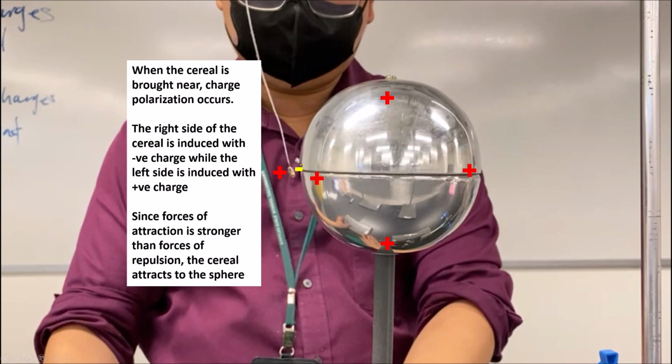When the serial is brought near, what happens is the serial is uncharged. Charge polarization occurs such that the right side of the serial is induced with a negative charge. Basically, because the sphere itself is positively charged, the right side of the serial is negatively charged because unlike charges attract, right? And the left side of the serial is induced with a positive charge. This is due to charge polarization, which we talked about previously. Now, since the force of attraction is stronger than the force of repulsion, given that the negative charge side is closer to the positive charge, therefore the serial attracts the sphere. And that's how we can charge up a single conductor.